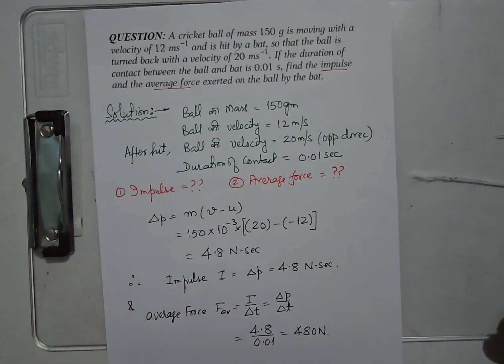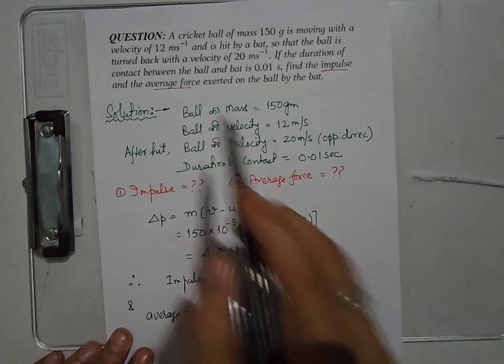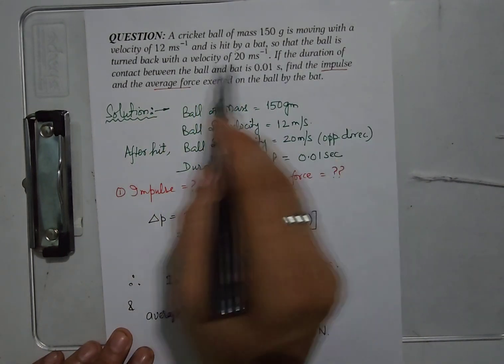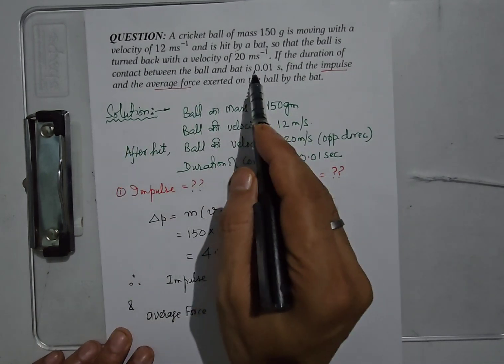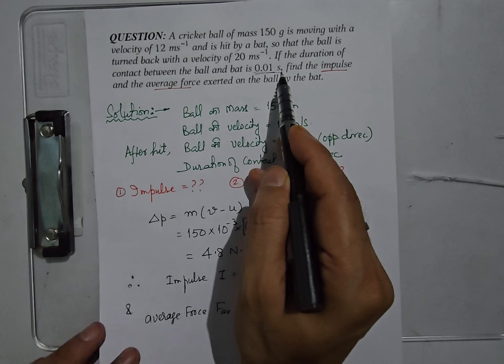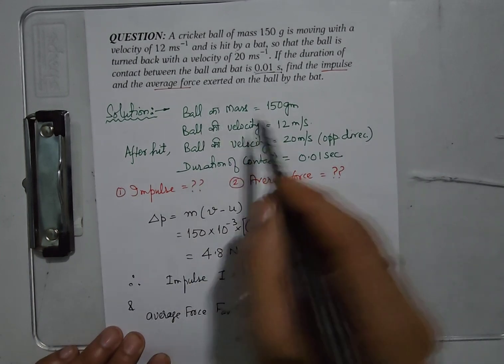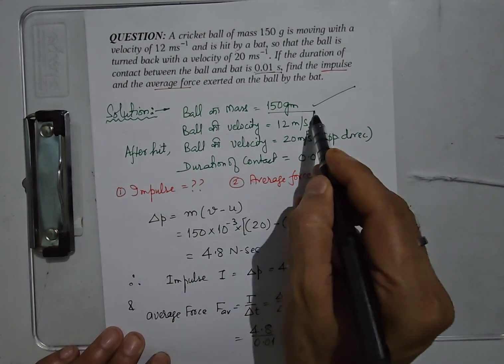Okay. Next is, a cricket ball of mass 150 grams is moving with a velocity of 12 meter per second and is hit by a bat, so that the ball is turned back with a velocity of 20 meter per second. If the duration of contact between the ball and bat is 0.01 second, find the impulse and average force exerted on the ball by the bat. Simple. Ball mass is 150 grams.